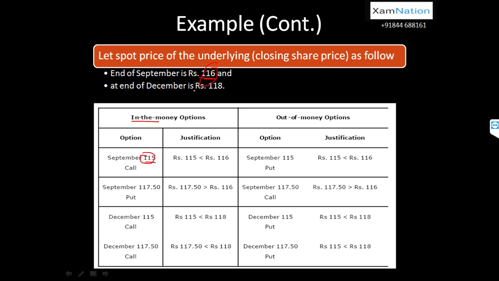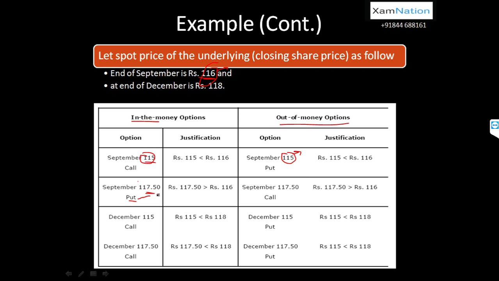Now let's see the September 115 put option. It will not make sense to exercise this option because you can go into the market and sell the thing at 116, whereas if you exercise the option you will have to sell it at 115, so it will not make sense. You will not exercise this option. This is out of the money. The 117.5 put option will be your in the money option.